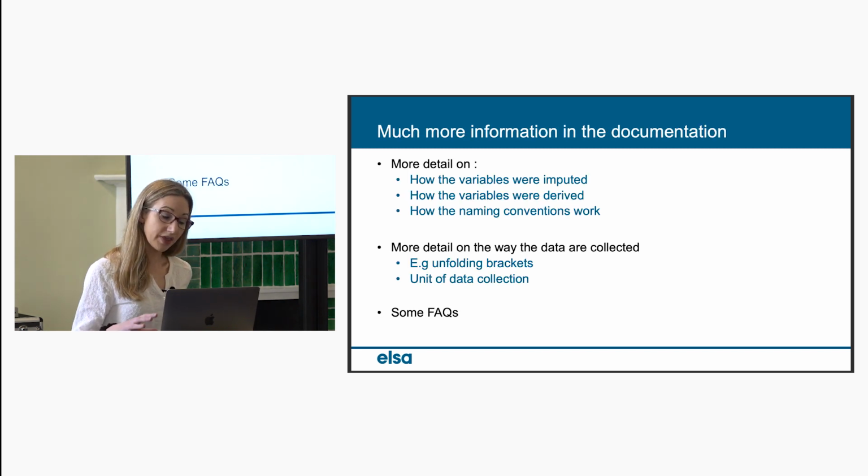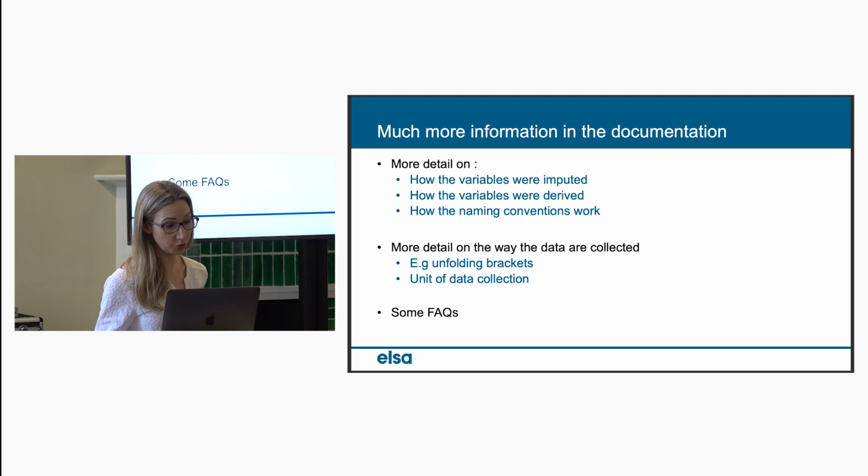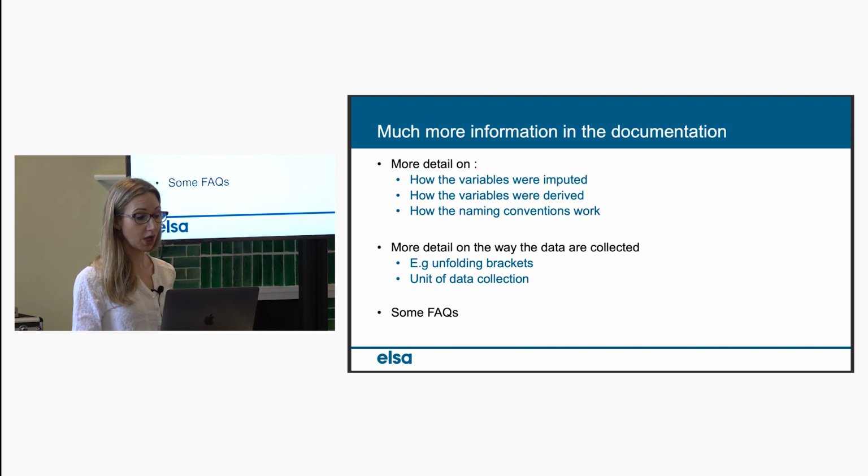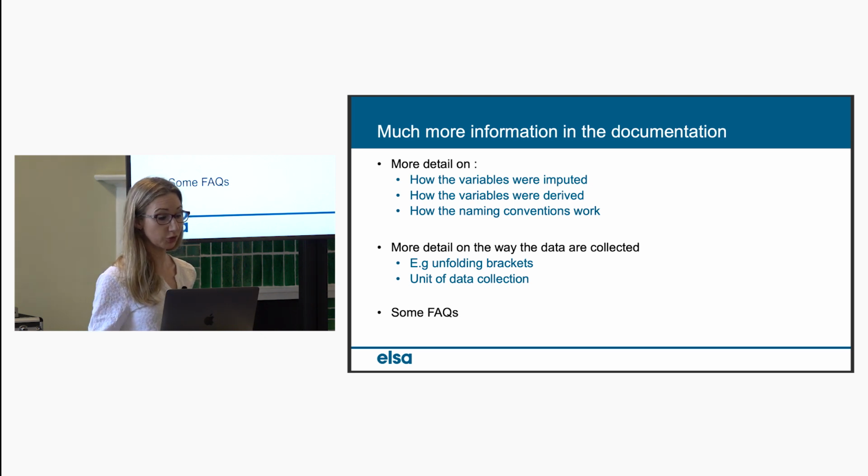So that's a kind of broad overview of what we have done and the fact that these data sets exist. There's lots more information in the documentation, so I would point you there if you want to find out more. The documentation contains more detail on how the variables were imputed, where we have missing information, how the variables were actually derived, and how the naming conventions work.